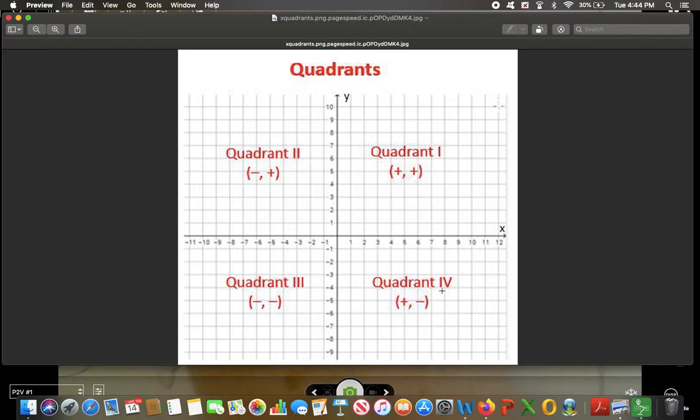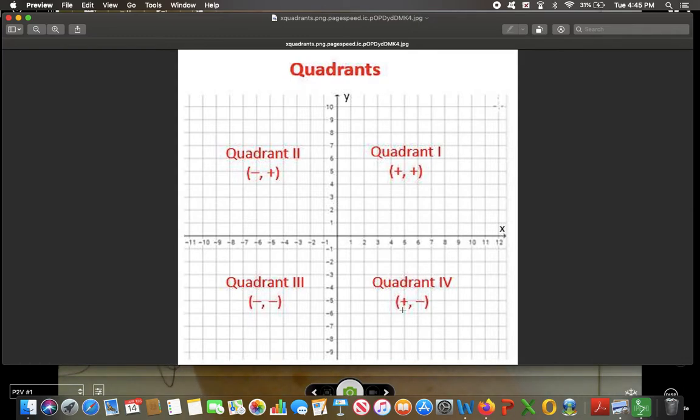Now in quadrant 4, remember this is a Roman numeral. All these are Roman numerals. Remember, a 1 before a 5 means it's 1 less than 5, which means 4. So this is quadrant 4. Your first coordinate is going to be a positive. Your second coordinate is going to be a negative. So for example, we could go +7, -3, and your point is going to be right here.